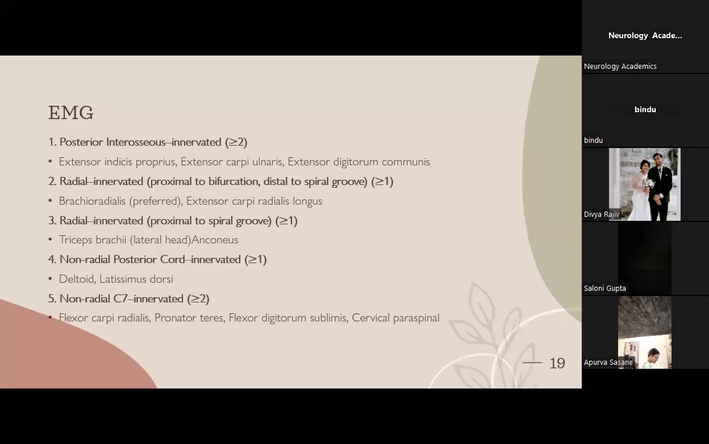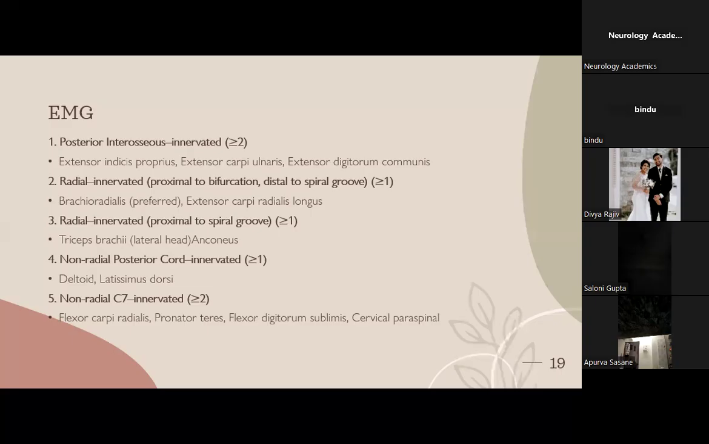Which radial innervated muscles are proximal to the bifurcation or distal to the spiral groove? More than one muscle is supplied. That is, at the level of the elbow, it gives branches to brachioradialis and extensor carpi radialis longus. So at least one muscle we can test at the level of the elbow. And proximal to the spiral groove, triceps or anconeus. We usually do triceps sampling.